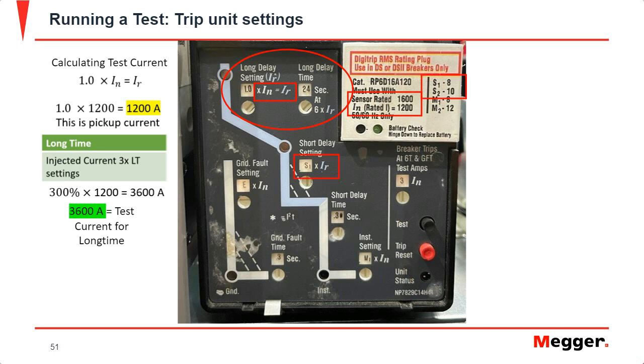If we were going to be doing short time, we would take a look at this section. So you'll see here it says S1. So S1, it just means 8. So 8 times IR, which is our long time pickup, that would be 8 times 1200 amps. And so that's how we would get our short circuit if we were doing that.